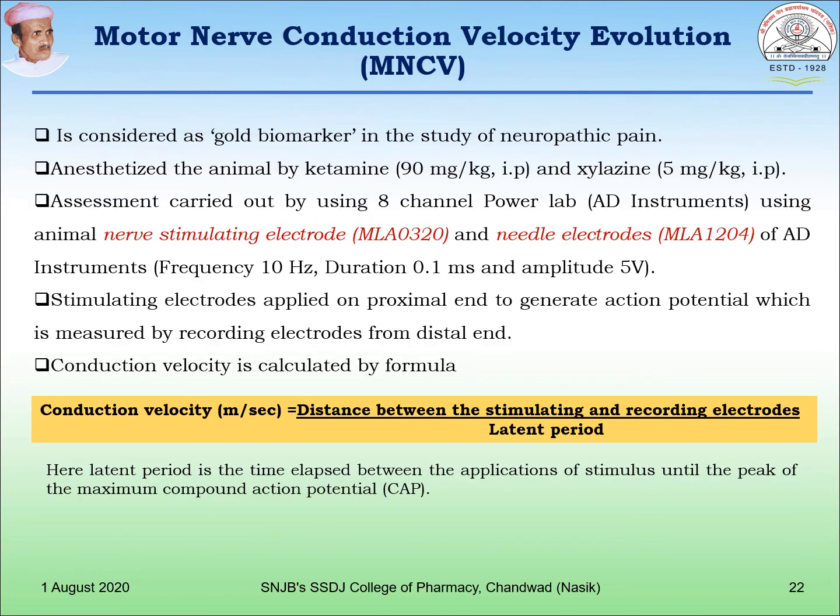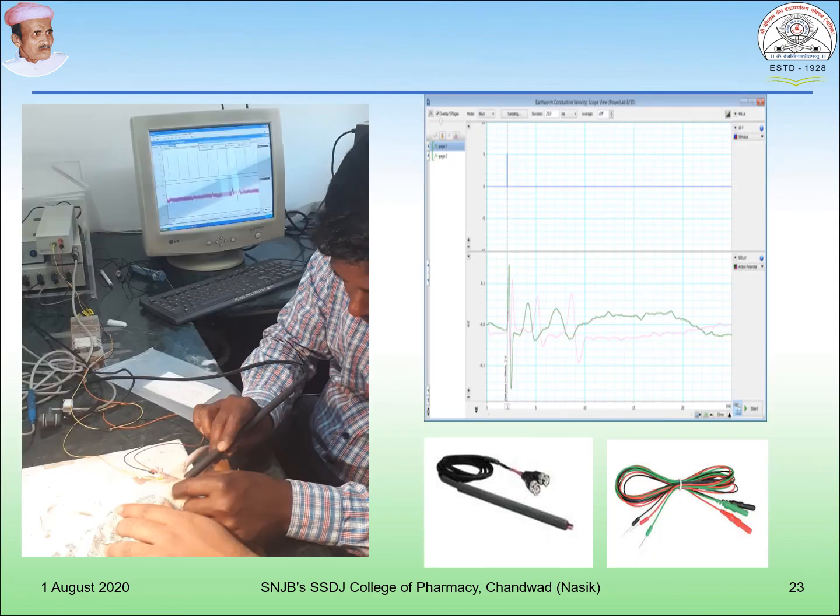You can calculate all the readings in percent compression, the latent period, and the distance between stimulating and recording electrodes, and then you calculate the conduction velocity, that is meter per second.